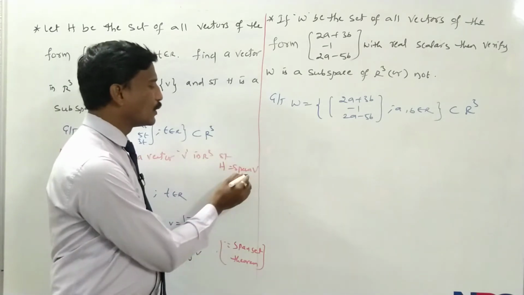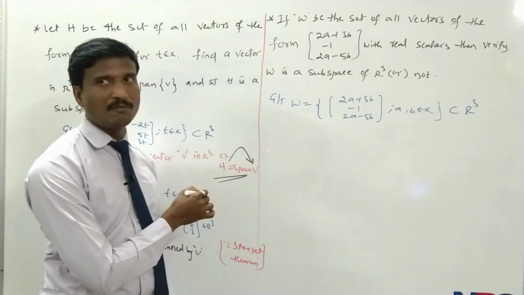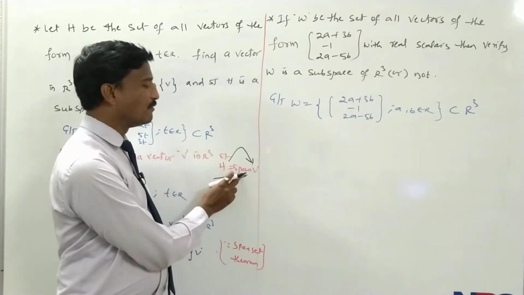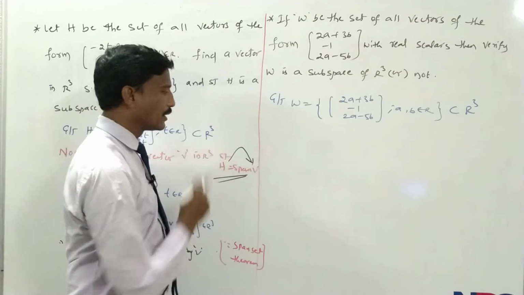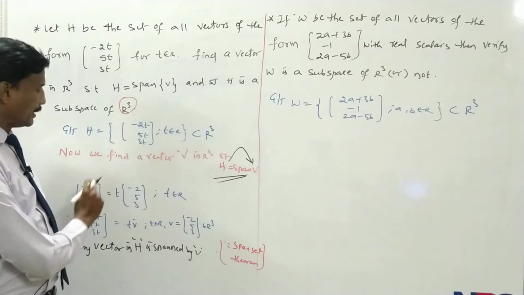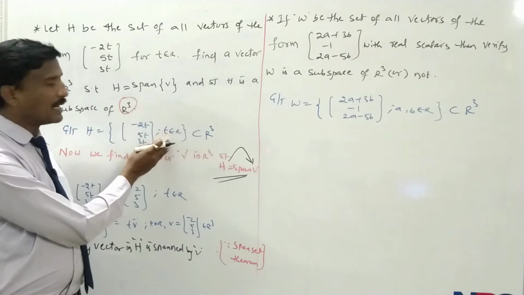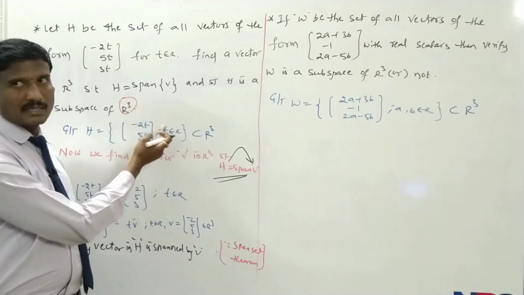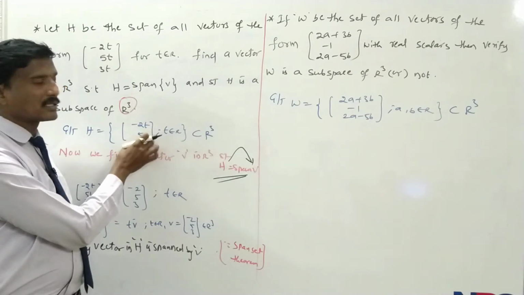So what does it mean? H equals span V means every vector in H is spanned by one vector in V, where V is our vector space R3. Okay, so take the vector in H as (-2t, 5t, 3t), where t is any real number. If you change the t value, then the vector also changes. For example, t equal 1 gives (-2, 5, 3). If you take t equal 2, then (-4, 10, 6), and so on. So many vectors are there in H.